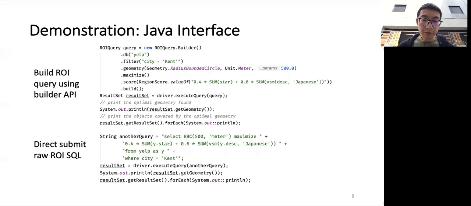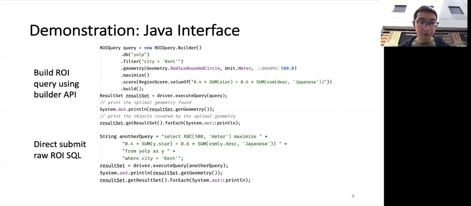Here I demonstrate the usage of the Java interface to issue an ROI query. The user can build a query either from a builder class or directly from the raw query string. After that, the query is sent to the driver, which maintains the connection to the spatial data storage and takes charge of query processing. The return result is put in the result set, which contains the location of the optimal region found by the algorithm and the set of spatial objects covered by this region. The user can easily iterate them using the Java streaming interface.